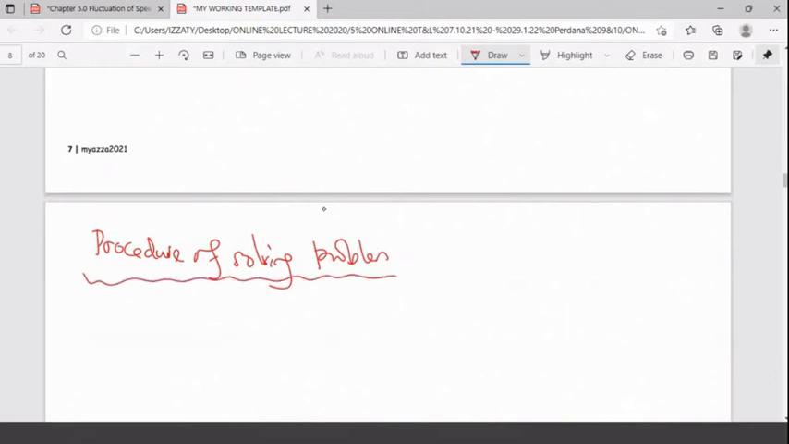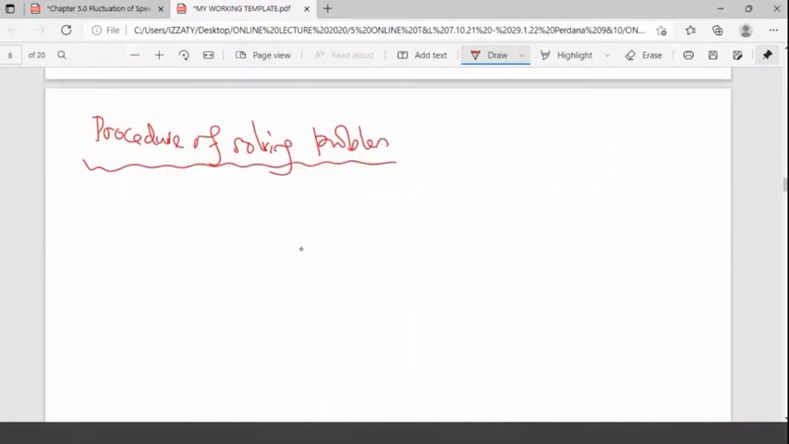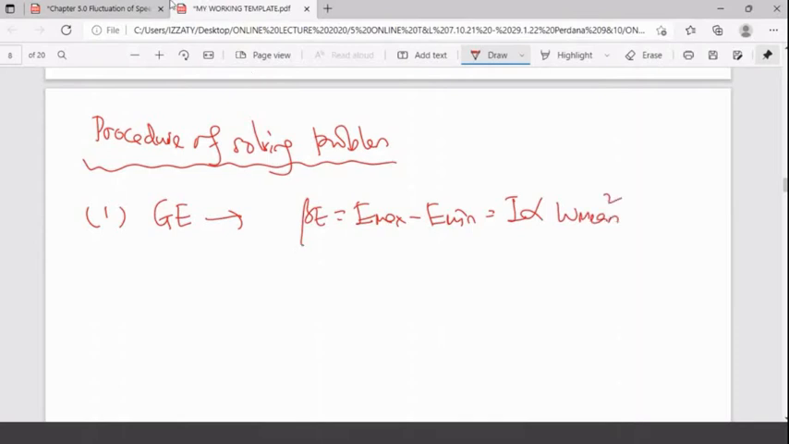Procedure of solving the problem. Number one, you start with what? The general equation. Then you know which part you're going to look for. What is the general equation? You have beta A equal to E max minus E min, equal to I alpha omega min square. So start with this, then you know where to go. Otherwise, you do not know which part you are going to deal with first.